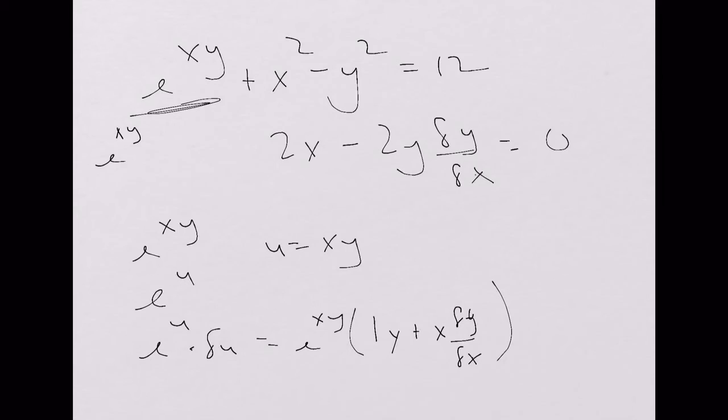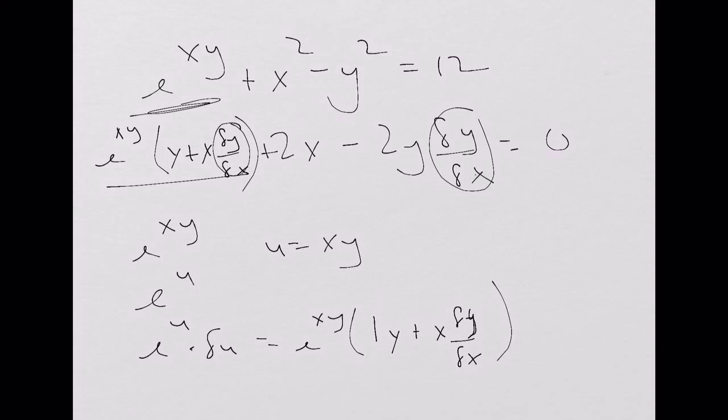So that's my dy dx. So that's what I would put in up here. I end up with a y plus x times dy dx. And just like in the past, what we would do next is try to isolate our dy dx's. So expand this, get all your dy dx's on one side, and then solve for dy dx.